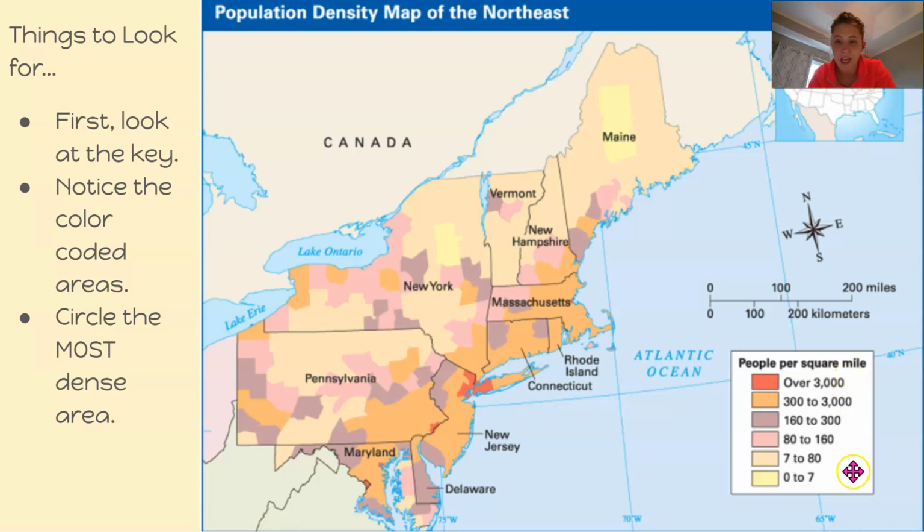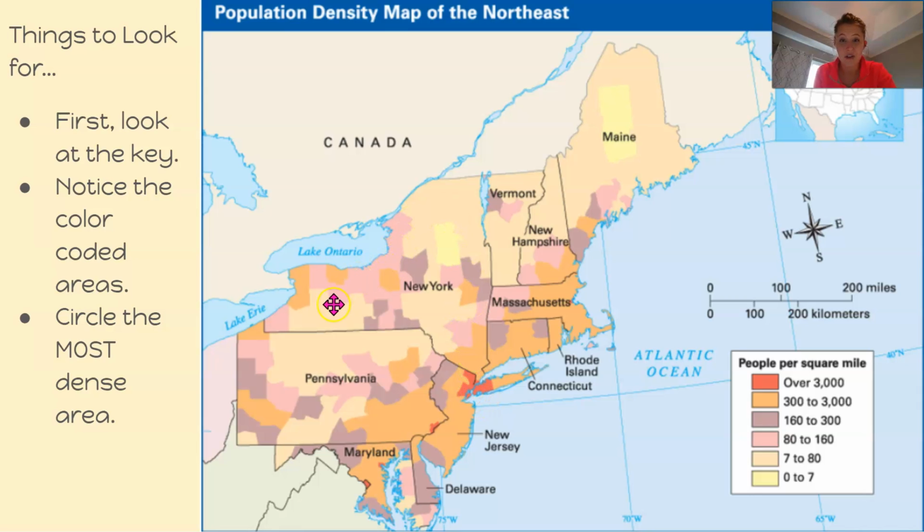I'm looking at my key and I see, if it's yellow, there are 0 to 7 people per square mile. So that is a low population. As I look up at this red color, it says over 3,000 people per square mile. So I know that my red color is going to have the most dense population, the most people for this space. And look right here, friends. Here it is in the Northeast region. Here is my most dense population. And you know where this is? If you guessed New York City, you're right.